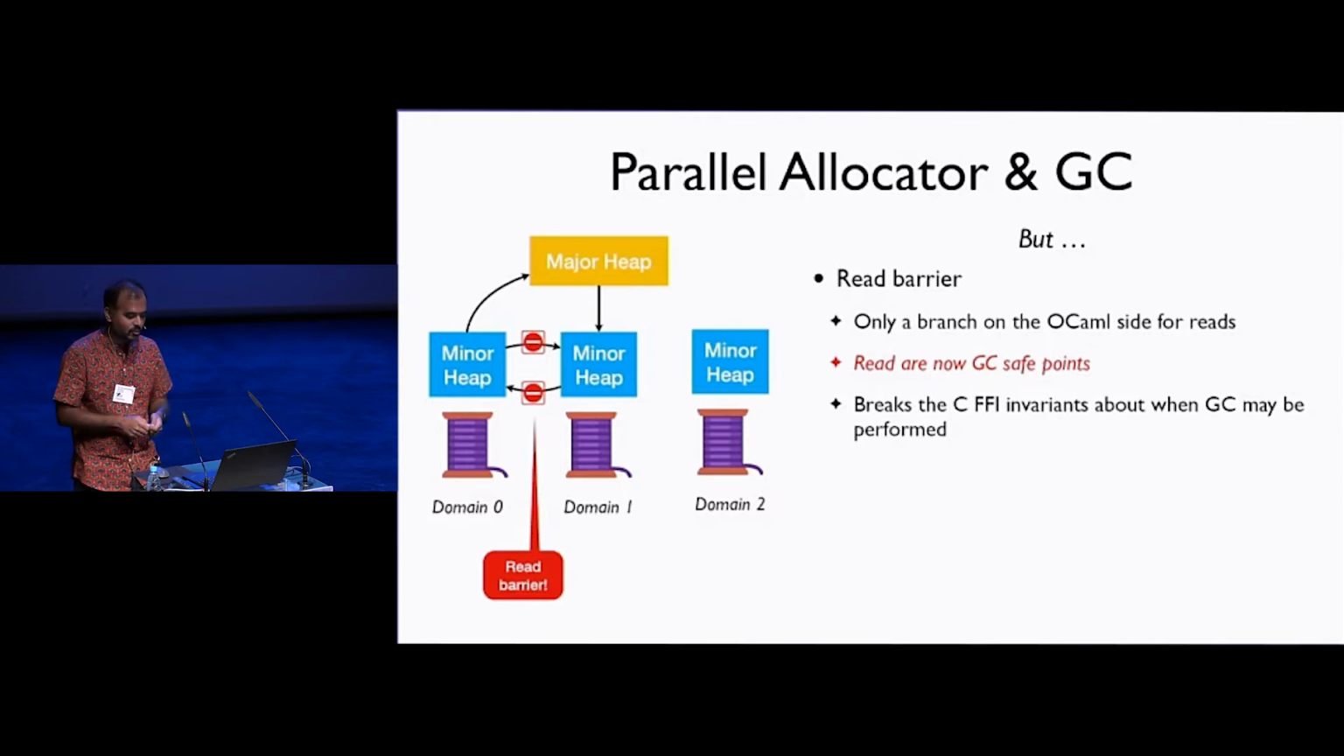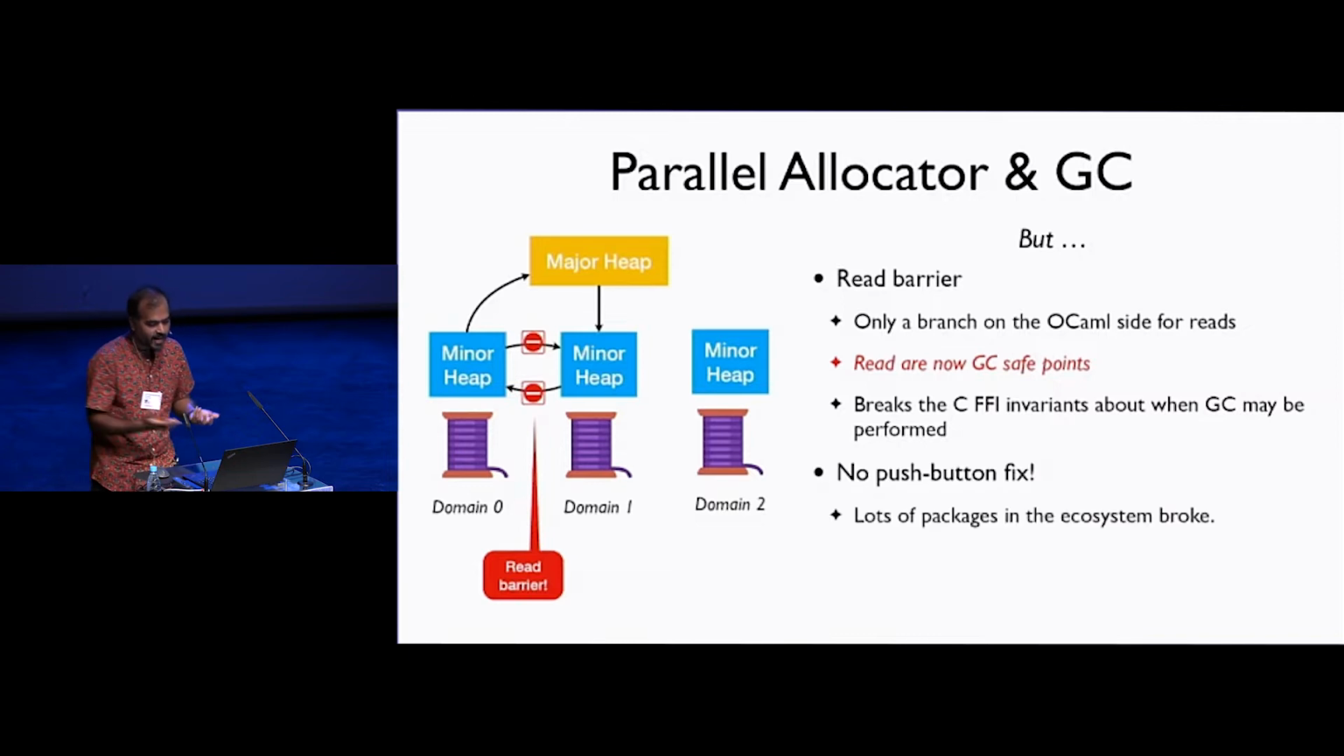OCaml has this wonderful CFFI where C programs can access the OCaml heap, and it is written in such a way that it assumes where GCs can run. In particular, GCs could not run during an object read, but now they can due to this read barrier design. As an offshoot of this, every program that uses CFFI had to be rewritten, right? And in particular, there was no push button fix for this.